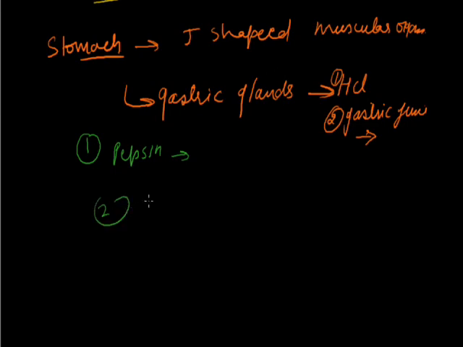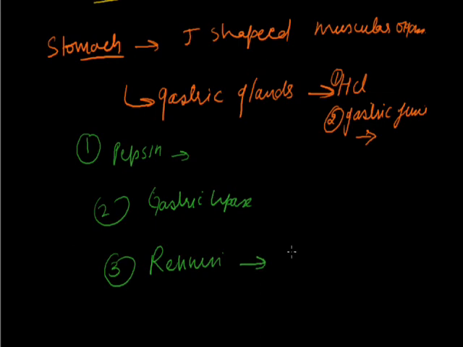Another enzyme that is secreted here is called gastric lipase. This enzyme is active in infants. It partially breaks down fat into its components. One more important enzyme, renin, is secreted in the stomach. It is also active only in infants.